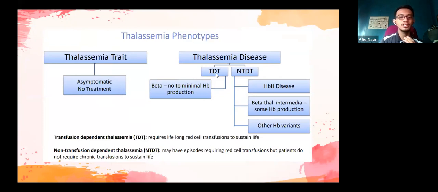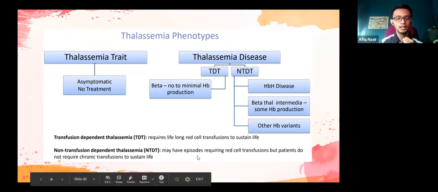So transfusion dependent thalassemia is also known as beta thalassemia major. In beta thalassemia major, the patient requires lifelong blood transfusion, whereas other types of thalassemia need only episodic, not regular, blood transfusions. They only require blood transfusion when they show symptoms of anemia.